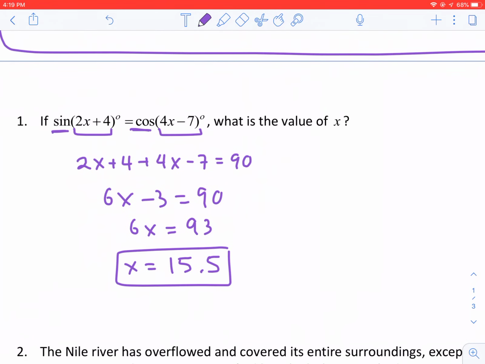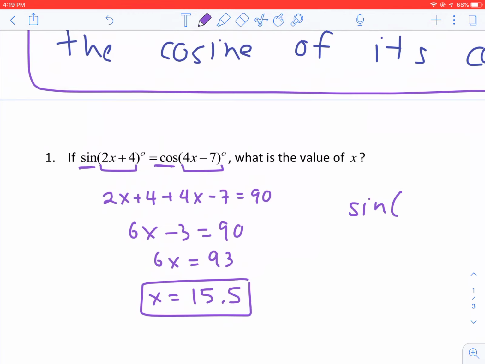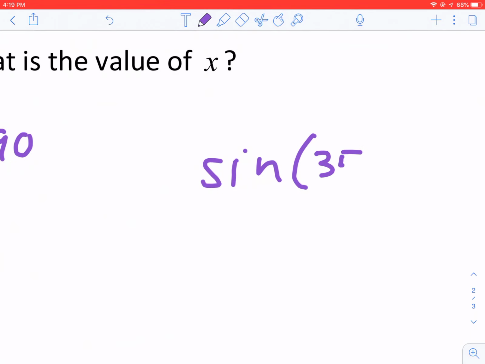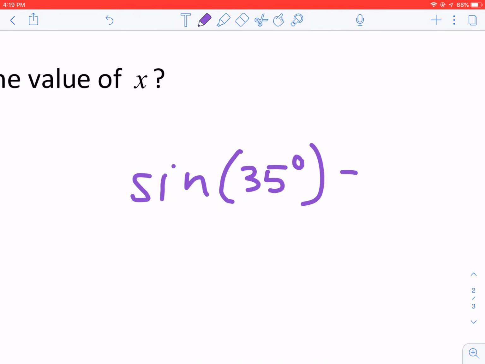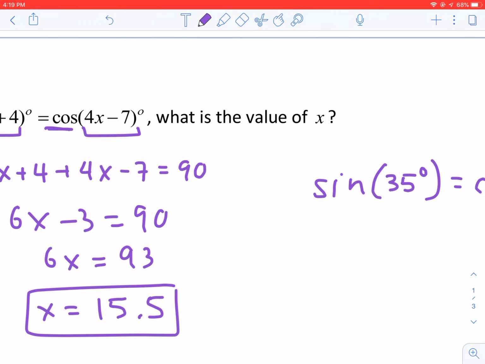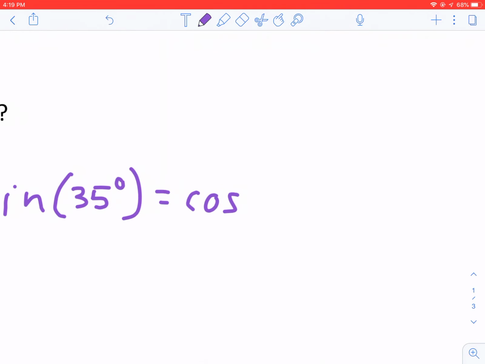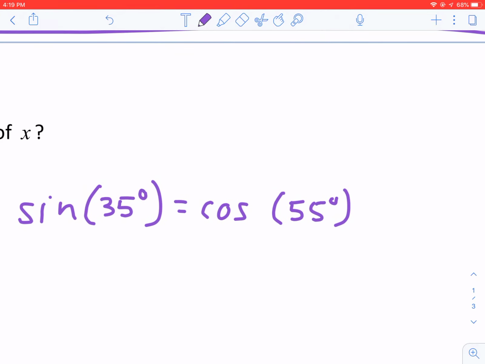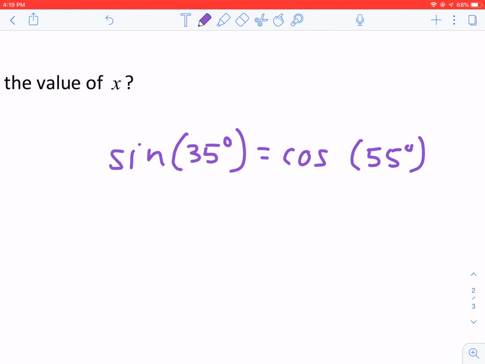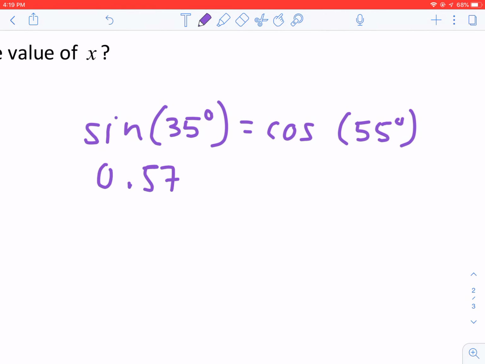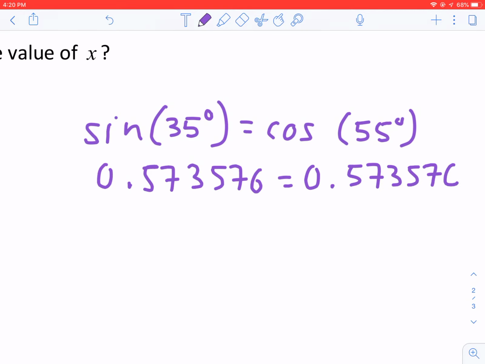All right, so let's check that real quick. Let's plug in 15.5. If I plug that in for x, this would become sine of 2 times 15.5, which is 31. We're saying sine of 31 plus 4 degrees, or 35 degrees, is going to equal the cosine of, if we plug in 15.5, 4 times 15.5 is 62. 62 minus 7 is 55. That should equal the cosine of 55 degrees. And if you want to check that, you can type that into your calculator. If you type sine of 35 into your calculator, you're going to get approximately 0.57356. And if you're typing cosine of 55, of course that is going to equal the same thing. All right?